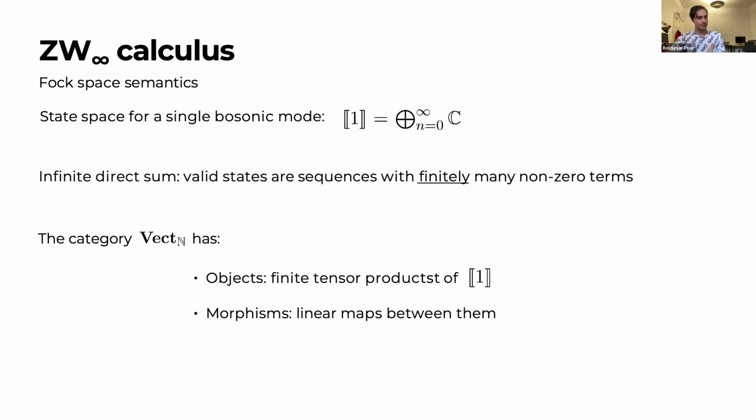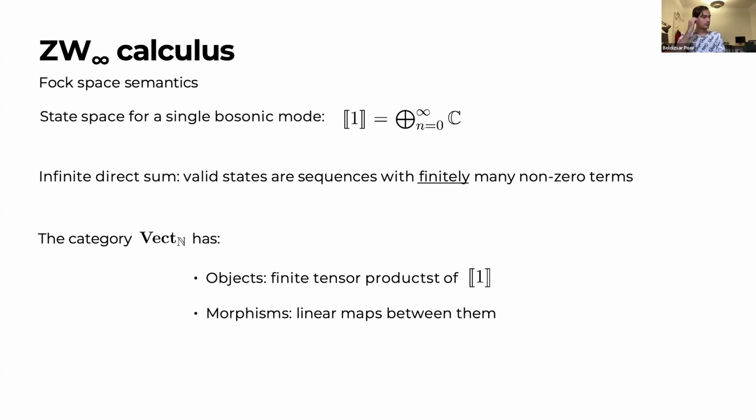We use the ZW calculus to reason about the Fock space, and the Fock space is where photons live. So with this you can reason about linear optics or any kind of photonic systems. In a wire, the state is a single bosonic mode, which is the direct sum of any number of photons. This means that we can have in a wire 0 or 1 or 2 photons and so on, up to even an infinite number of photons.